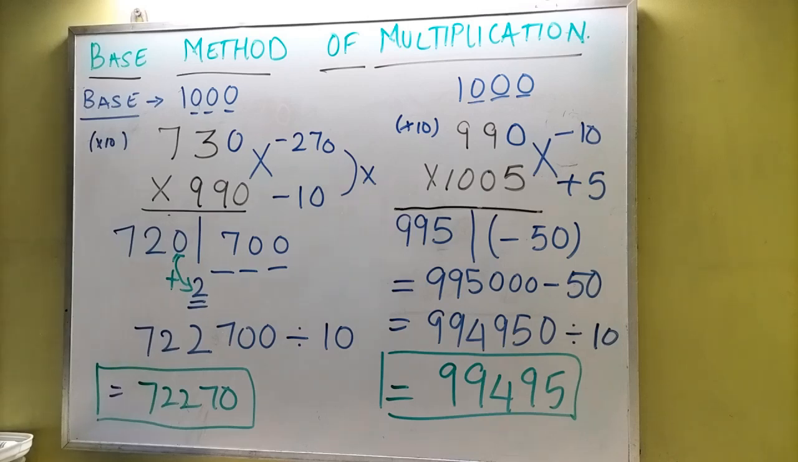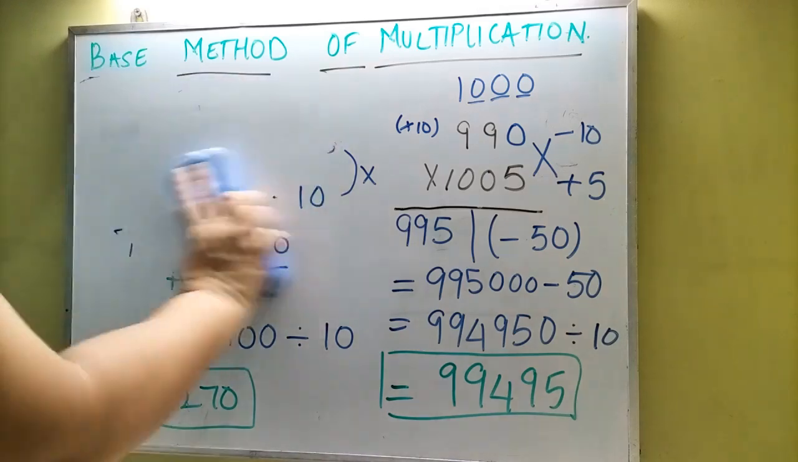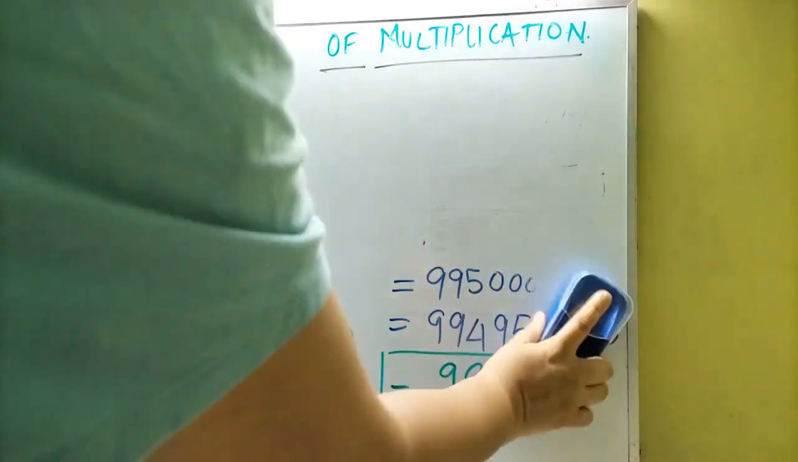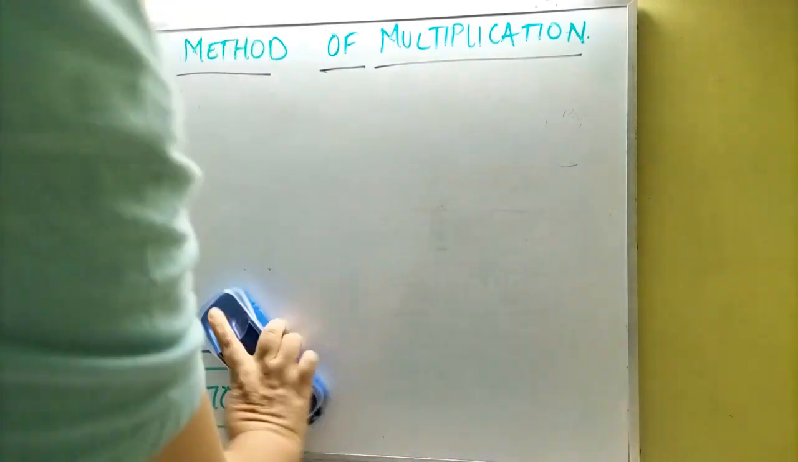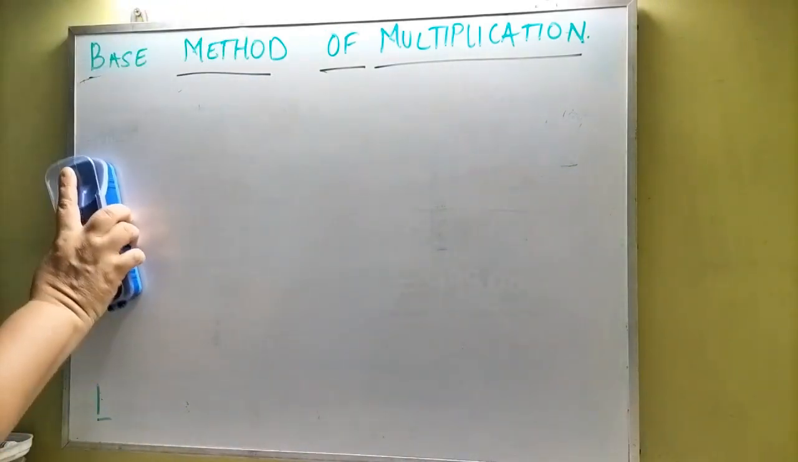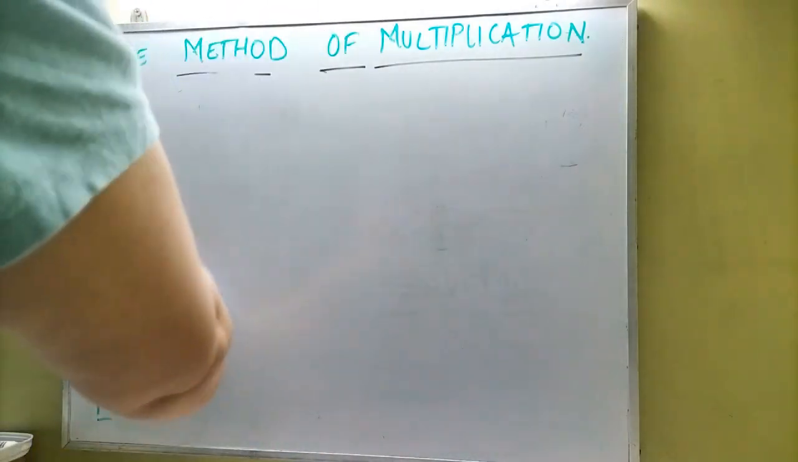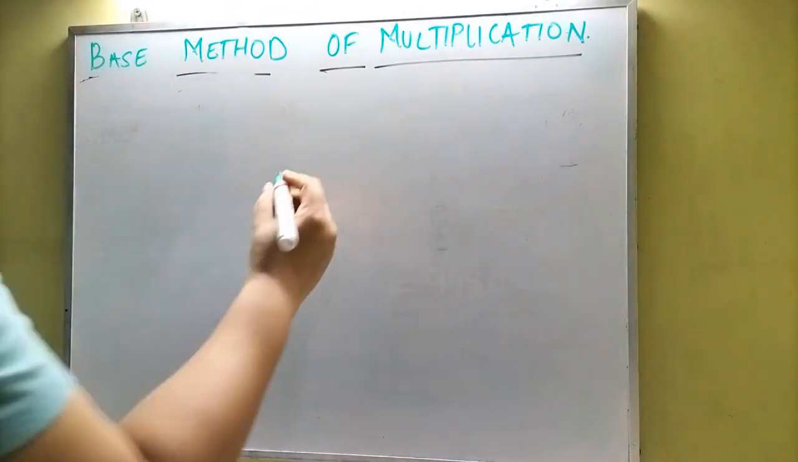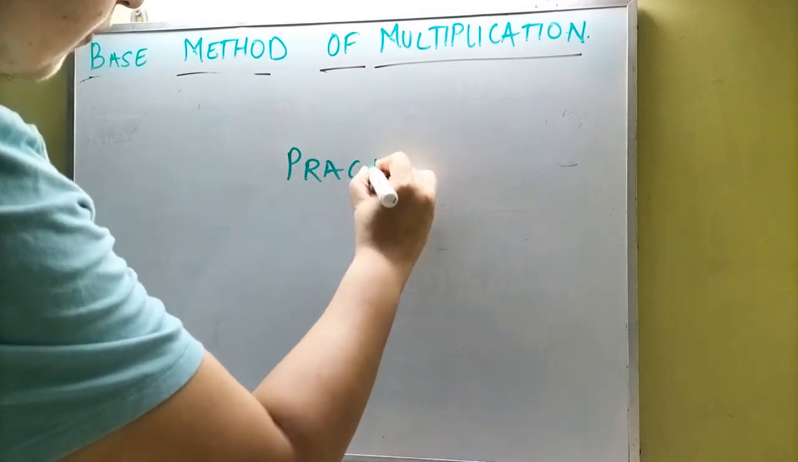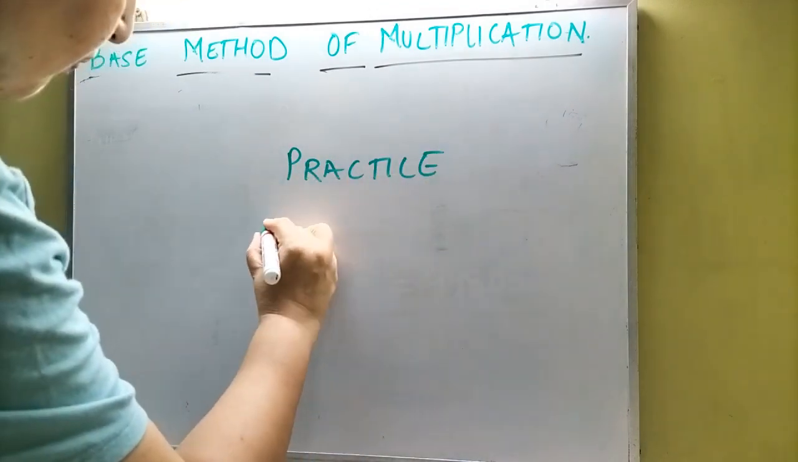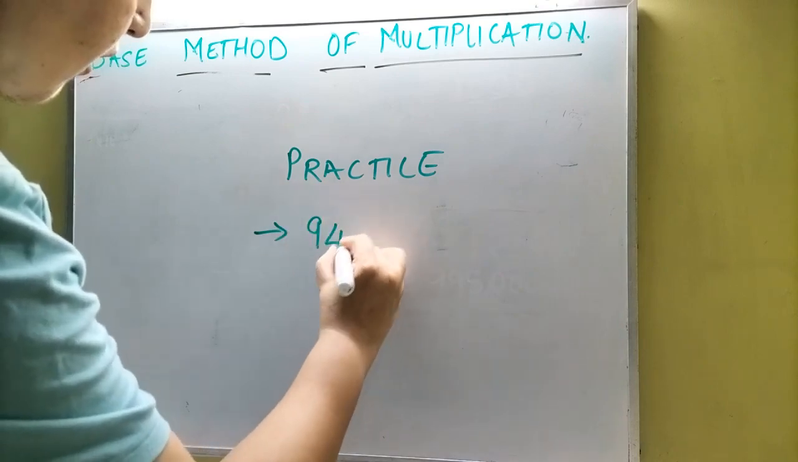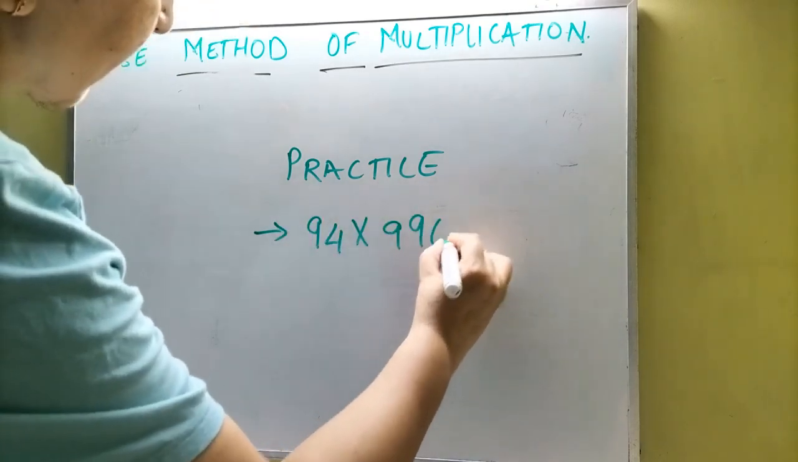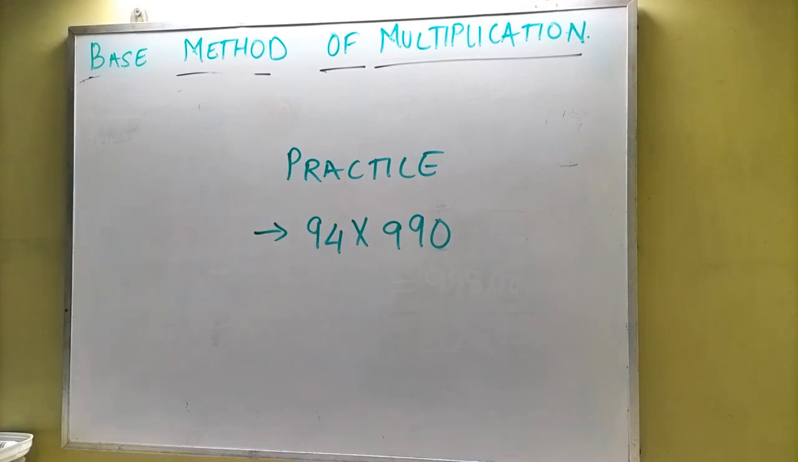Now, since this is a method that you have learned newly, I always recommend that something you learn newly, you should be able to implement it. So let me erase this and give you something for quick practice. And of course, as usual, I always look forward to your enthusiastic comments in the form of answers to my question. So the practice sum is 94 multiplied by 990.